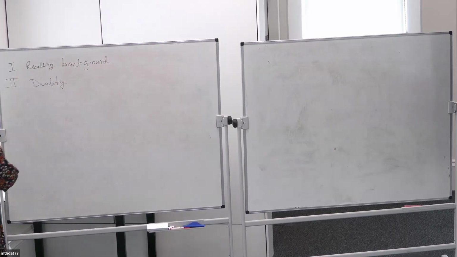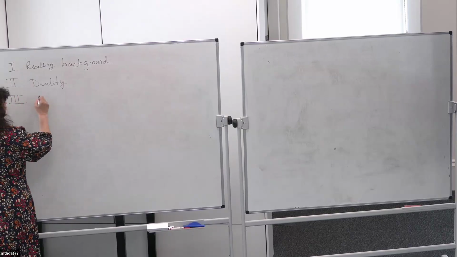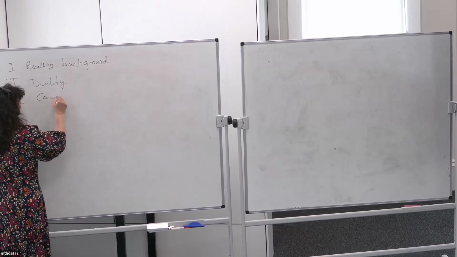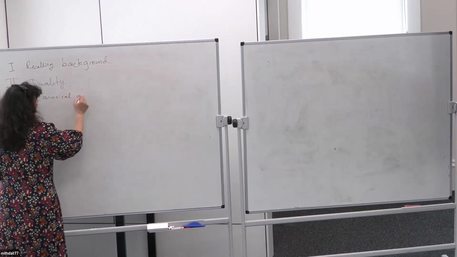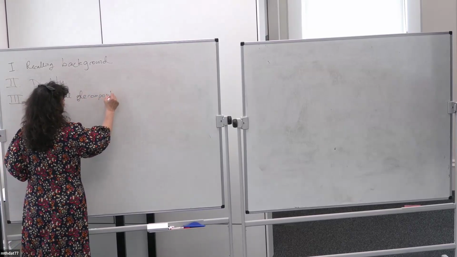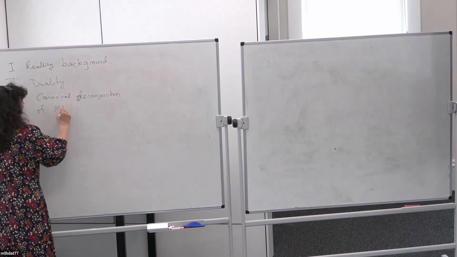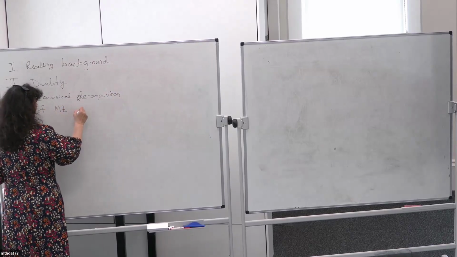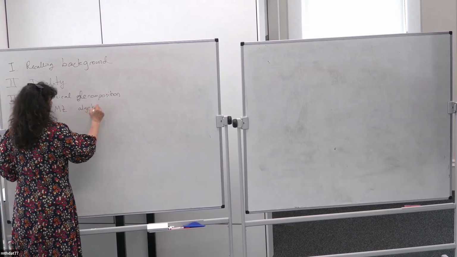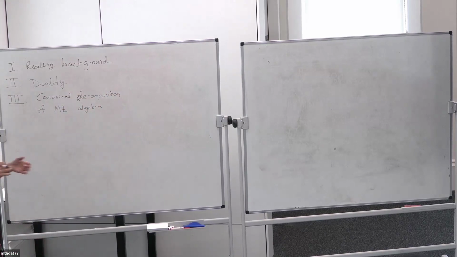And then the third part will be to just use this duality in a simple way to get two canonical things. One is canonical decompositions of the MZV algebra into pieces of certain type: reducible, irreducible, single, and so forth.